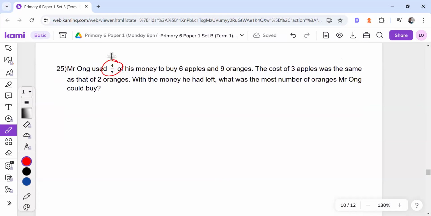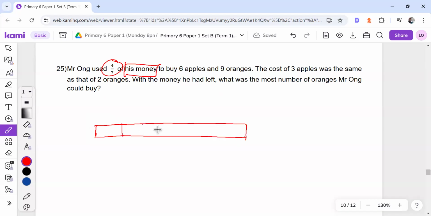Fraction means draw model. Okay, draw model. And this fraction is talking about his money. Mr. Ong used 4 over 7 of his money. So method here, I am going to use model to get the answer. So you draw a rectangle, which is the money, cut into 7: 1, 2, 3, 4, 5, 6, 7. Then you label 4 boxes to buy 6 apples and 9 oranges. Label. Your model must have labels.